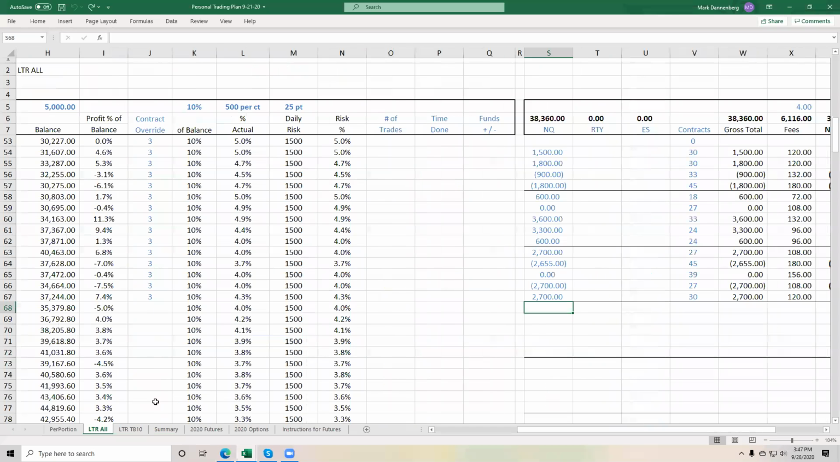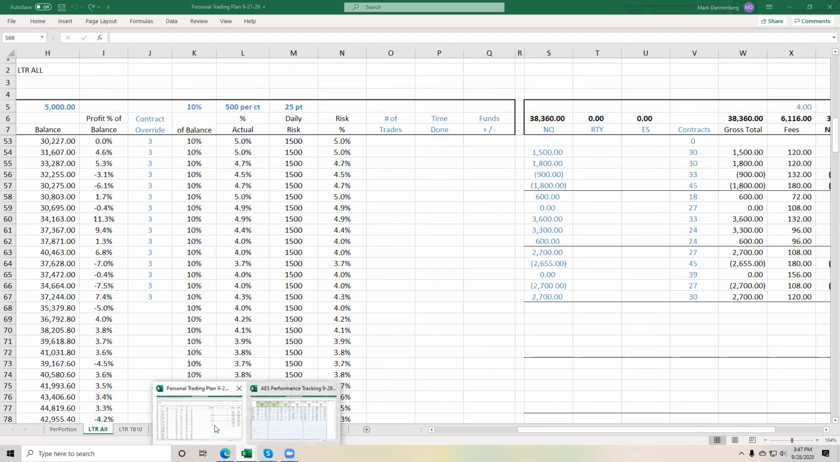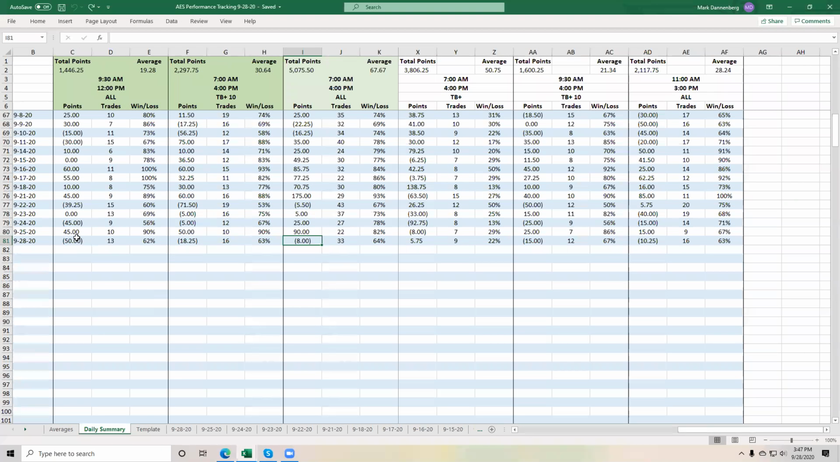So in the all category, let me just jump back here. In the all signals category, 9:30 to noon, we did 50 points negative, and we had 13 trades, and then we had 18.25 points negative in the 7 to 4, and we did 16 trades.